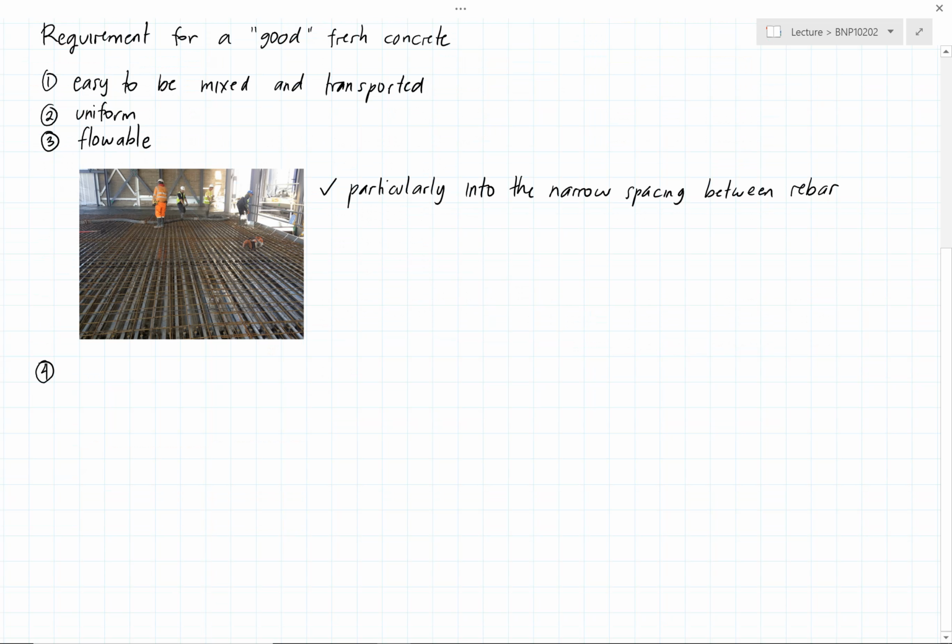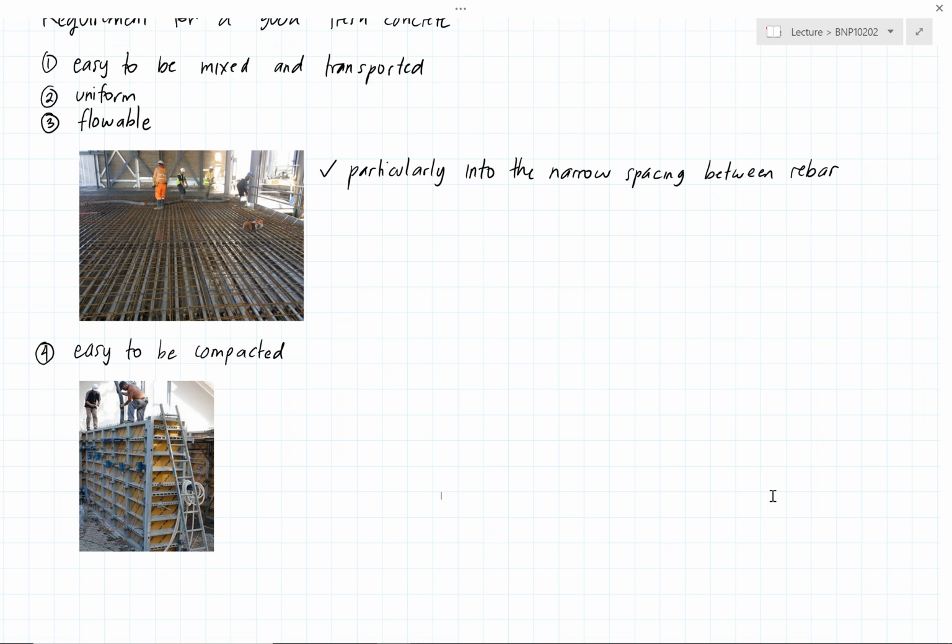The next requirement, your fresh concrete must be easy to be compacted. In this example, you can see the narrow and tall dimension of a load-bearing wall. So when the worker is pouring the concrete into the formwork, the worker must be able to compact the fresh concrete, particularly in every section of the wall, perfectly, regardless of the position at the bottom, at the middle, or at the upper part of the load-bearing wall. What happens if you cannot compact the fresh concrete, especially in the narrow spaces? I will give you the example in the next requirement.